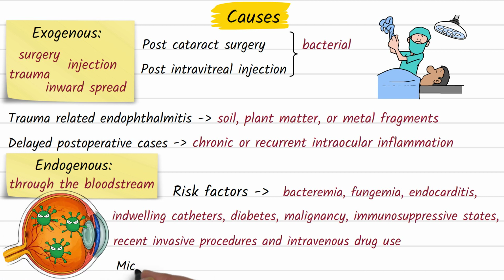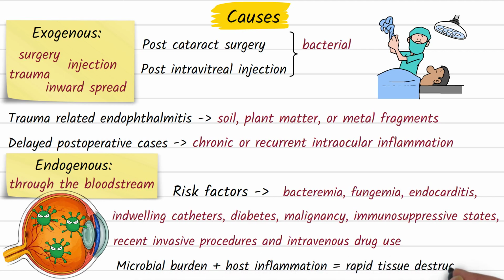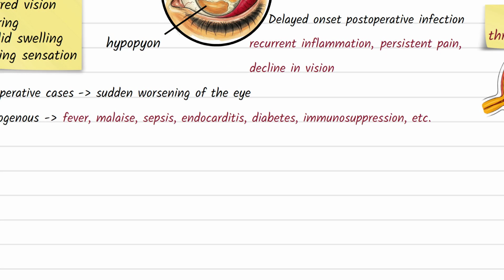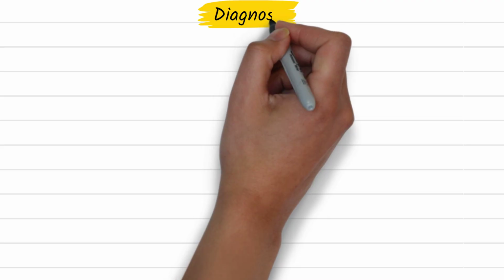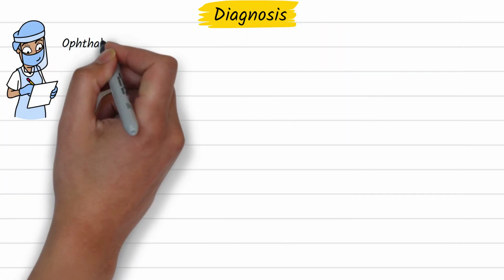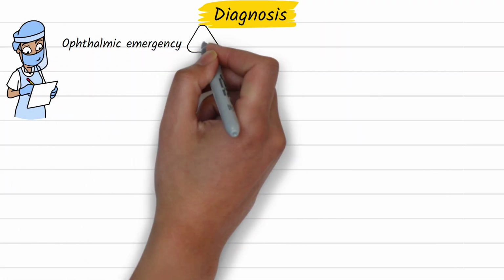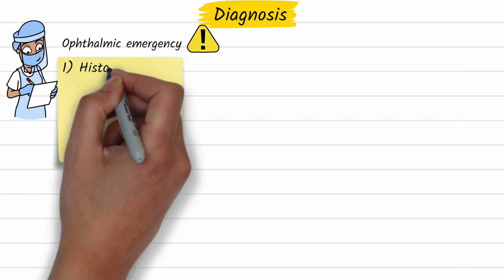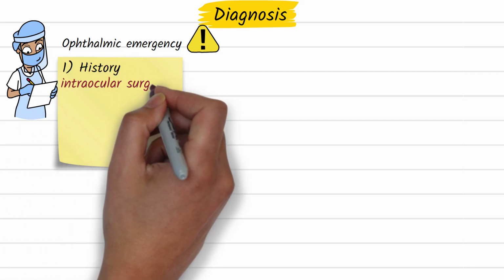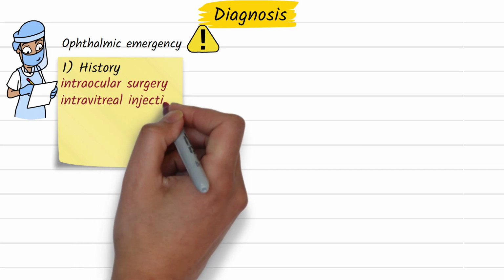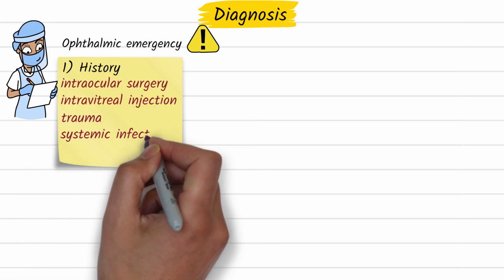And that combination of microbial burden plus host inflammation is what causes such rapid tissue destruction. Diagnosis is primarily clinical and should be approached as an ophthalmic emergency requiring urgent specialist involvement. The history often points strongly in the right direction, especially if there was recent intraocular surgery, intravitreal injection, trauma, or a systemic infectious risk factor.